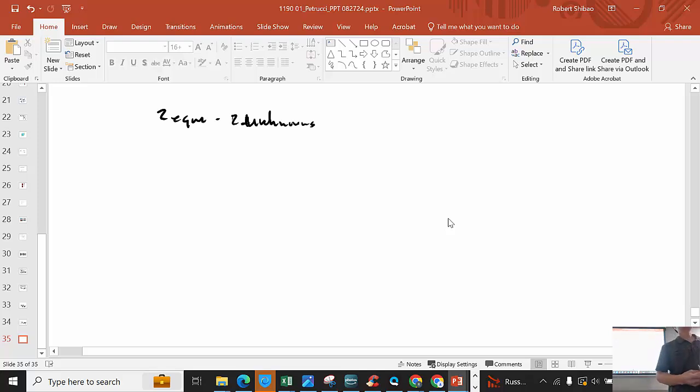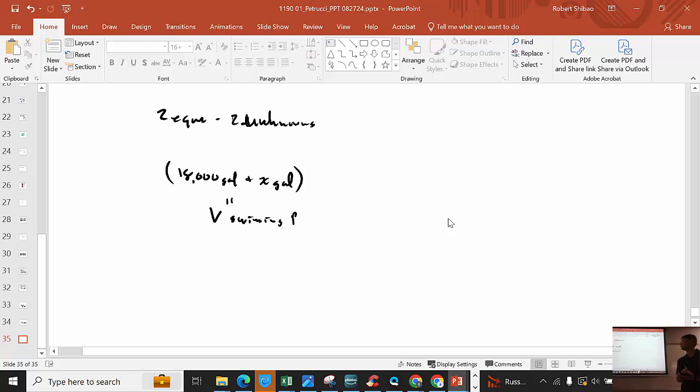Two unknowns, and so we need two equations. I'll just outline here how you would solve it. The pool volume is going to be 18,000 gallons plus, I'm going to call it X, gallons. This is equal to the volume of the swimming pool, which is my y. So here are my two unknowns, x and y, the volume of the swimming pool.